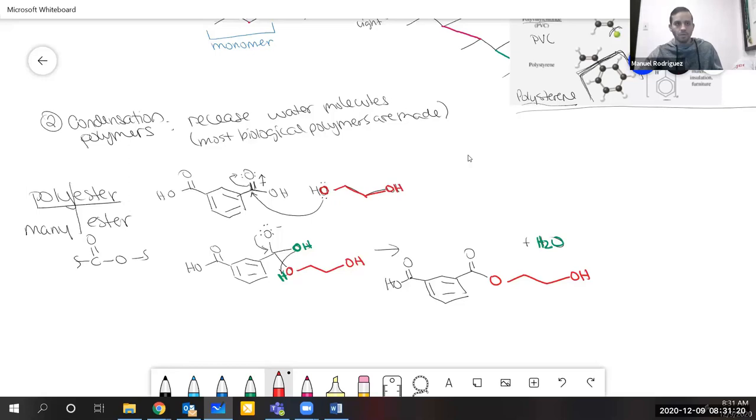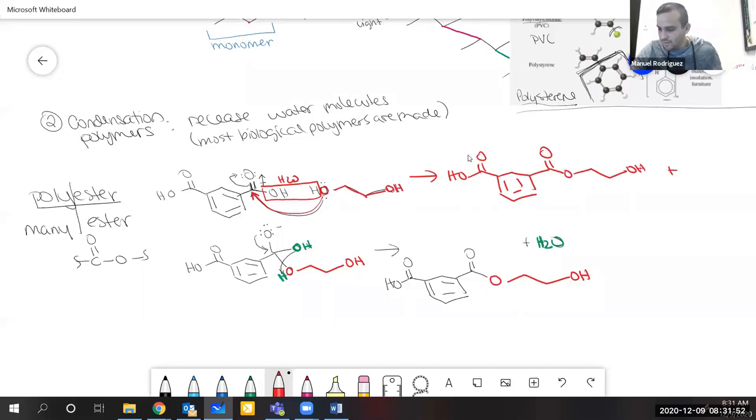Sometimes what I tell people is, you can make this OH take this H and form water. And then you connect that O to that carbon. So then you can go sideways and say, okay, so now at the end, this is what I have. You don't have to do the arrow pushing or showing where electrons go. I'm just trying to explain how the reaction actually happens and where the water actually comes from.